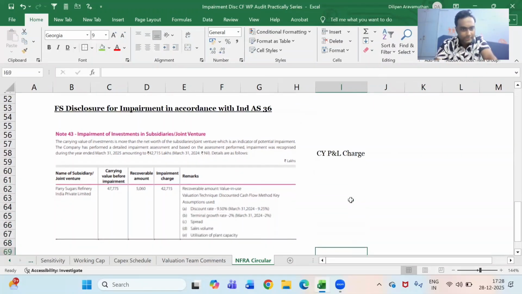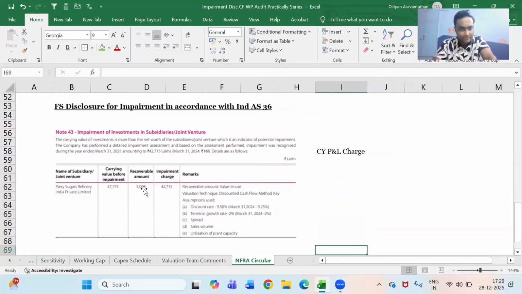If you see here, they are saying carrying value before impairment is 47,775, recoverable amount is 5,060, impairment charge is 42,715. So recoverable amount is value in use, because again, I think even they did not have an intention to dispose of the investment, which is why they have not taken fair value less cost of disposal. Valuation technique, discounted cash flow method. Key assumptions used: discount rate 9.5%, terminal growth rate 2%, spread, sales value, utilization of plant capacity. So here also they've stated the assumptions, what is the percentage of discount rate, what is the growth rate percentage, and they've stated that here for the users to get an understanding.